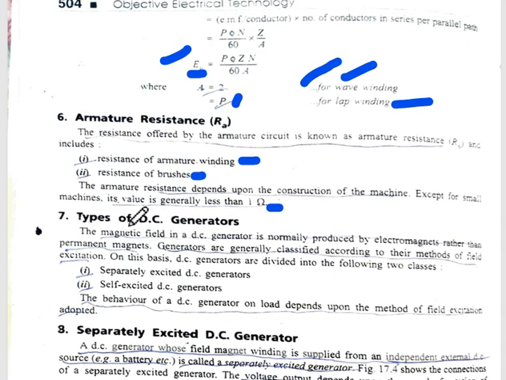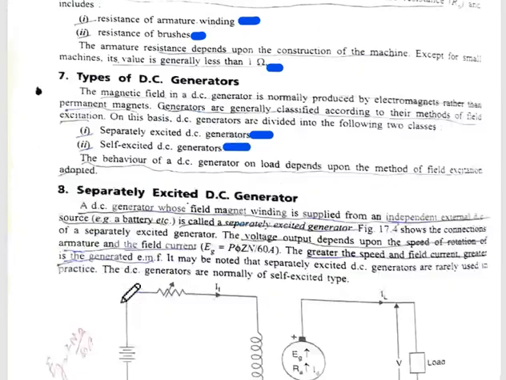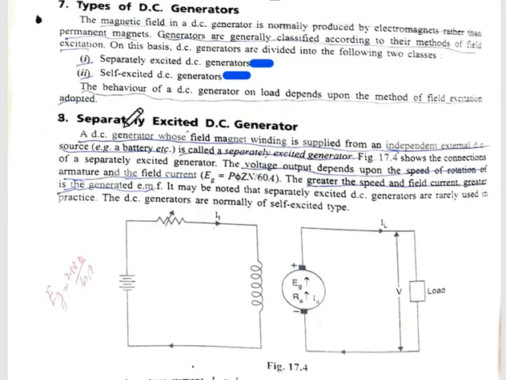Types of DC generator. दो तरह के जनरेटर होते हैं, एक होता है सेपरेटली एक्साइटेड डीसी जनरेटर, एक होता है सेल्फ एक्साइटेड डीसी जनरेटर। The behavior of DC generator on load depends upon the method of excitation adopted. Separately excited DC generator: a DC generator whose field magnet winding is supplied from an independent external source is called separately excited DC generator.